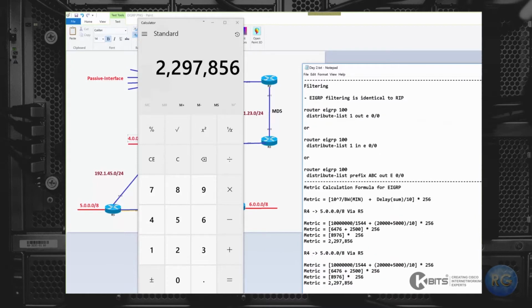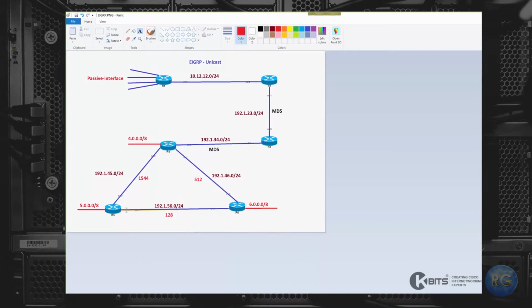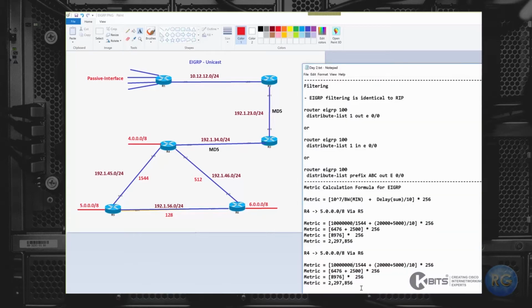Now, R4 to R5 via R6, what's that second path? I can also go from here. I want to see what the bandwidth is. So what do I do? Let's put the values over here. The minimum bandwidth will be 512 or 128 or the 8 million kilobits per second. It'll be 128, the minimum, right? Everybody agree? So let's plug them in. So via R6, it'll be 10 to the power of 7 divided by 128.